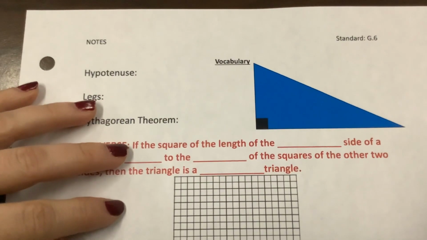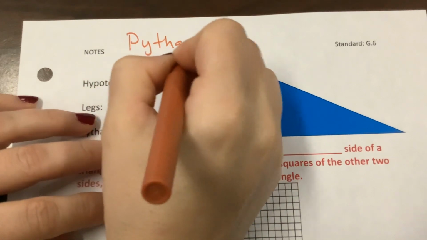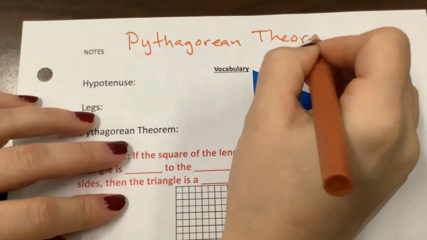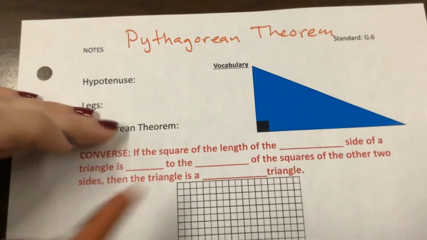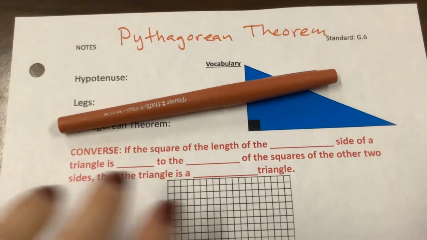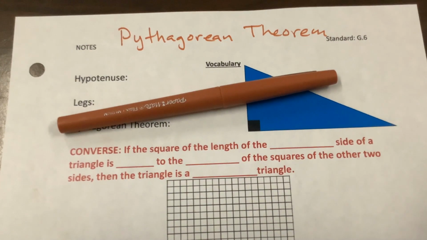All right, so at the top of the paper, I want you to go ahead and put a large title, Pythagorean Theorem. Okay. Pythagorean is after the mathematician Pythagoras. So this whole idea was named after him because he discovered it.